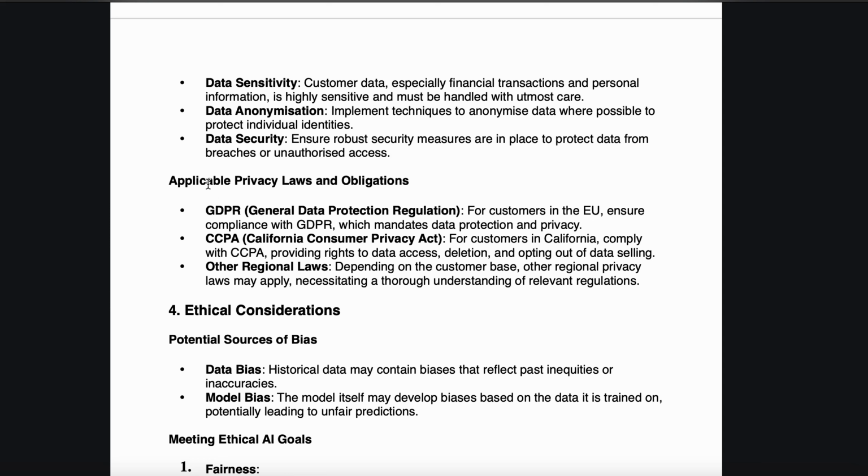So, moving on to applicable privacy laws. We have GDPR for customers in the EU, so all personally identifiable data should be protected and private. For customers in California, CCPA is there, providing rights to data access, deletion, and opting out of data selling, right? And other regional laws depending on where the customers are from.